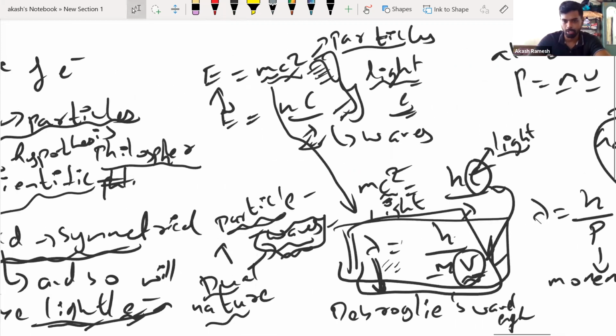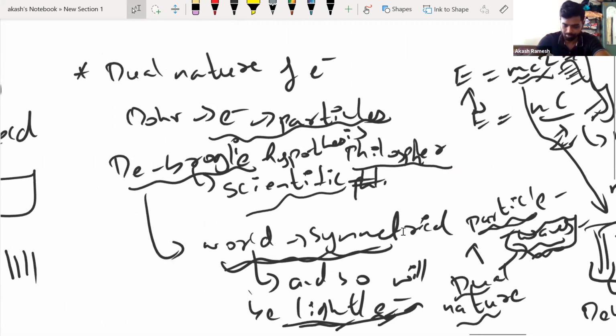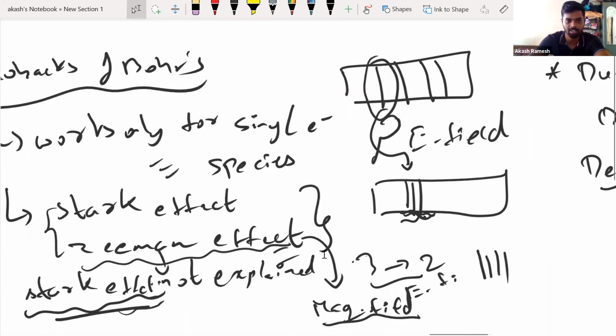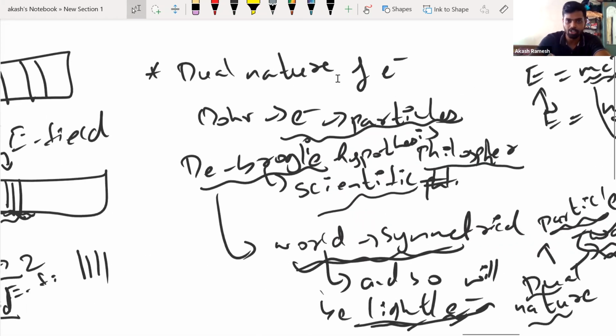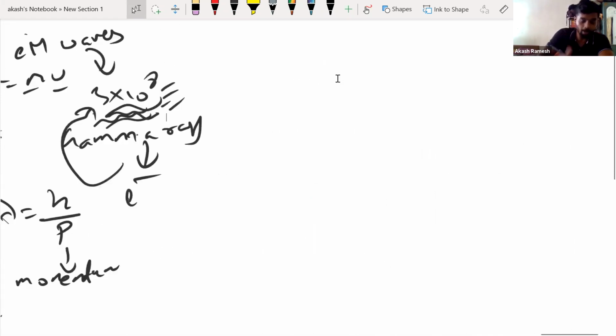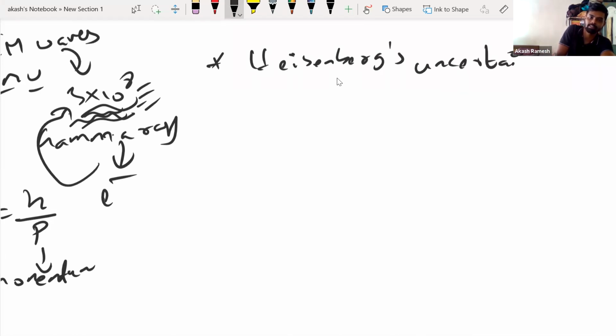We will do some problems, but I don't think we can do it today. We have 20 more minutes only, but we'll just complete all the drawbacks of Bohr's atomic model. The first one was single electron species. Second one was Zeeman and Stark effect. Third one was dual nature of electron. And the fourth and most important one is Heisenberg's uncertainty principle.